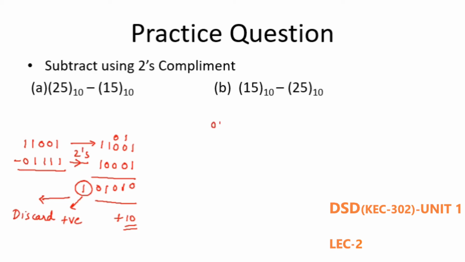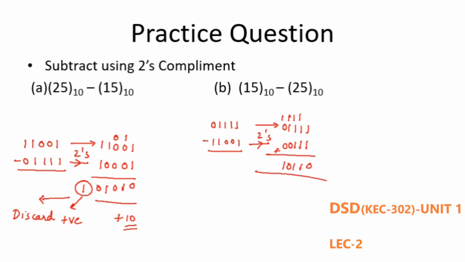So this 15 is 0, 1, 1, 1, 1 and 25 is 1, 1, 0, 0, 1. So now this time 25 is negative, so it will be 2's complemented. So finding the 2's complement of this, retaining the first one and complementing the rest of the number 1, 1, 0, 0, and retaining the first number 0, 1, 1, 1, 1, and now adding these two numbers. So 1 plus 1 is 0, carry 1, triple 1 is 1, carry 1, again triple 1 is 1, carry 1, and 1 plus 1 is 0, carry 1, and 1 plus 0 is 1.